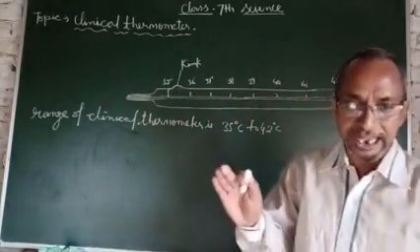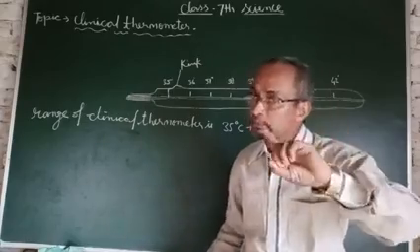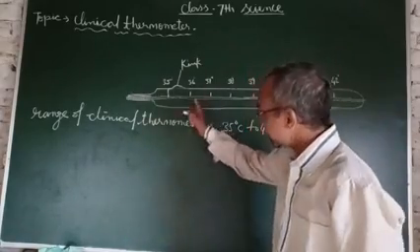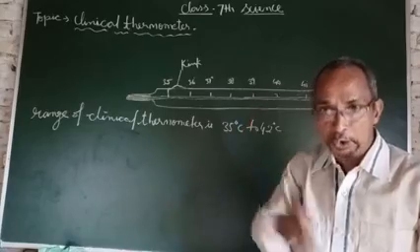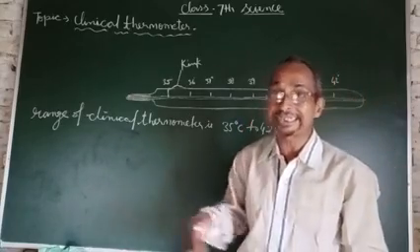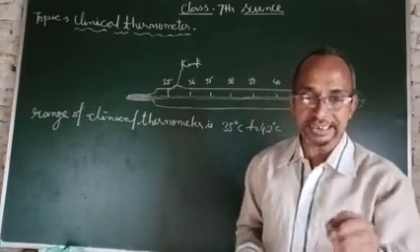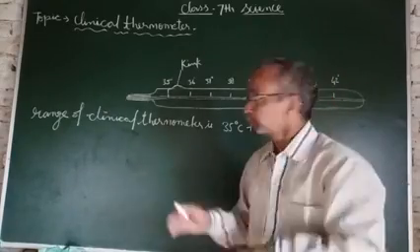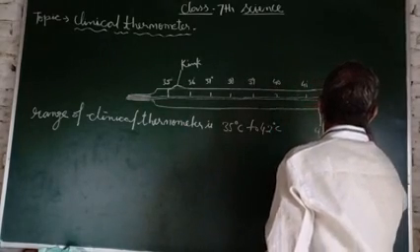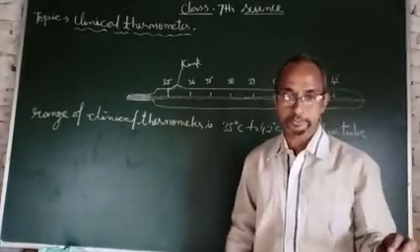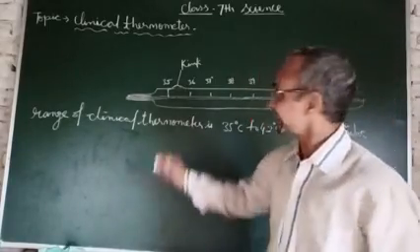Second, this type of clinical thermometer has a kink. Laboratory thermometers do not have a kink, but the clinical thermometer has a kink. It prevents the mercury from falling down when the temperature decreases. The kink is in the glass tube, the thermometer tube.